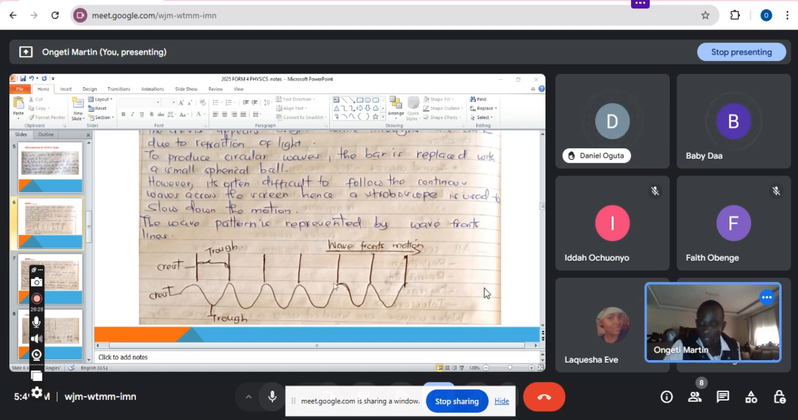Okay, let's look at those wave patterns. We have the crest. Are you seeing the crest and the troughs? So the distance between this crest and trough gives us what is called a wavelength. Any distance between them gives us what is called wavelength. And you can see it has been traced there.